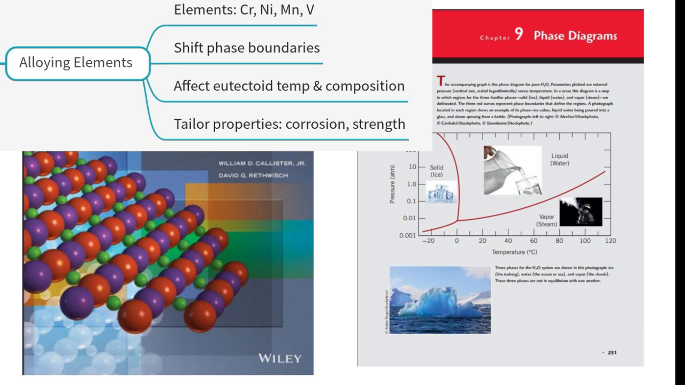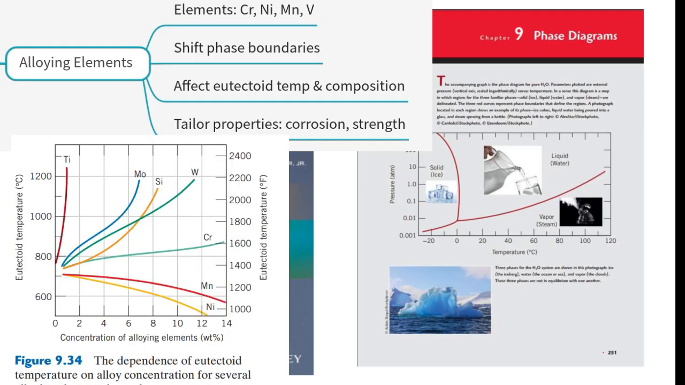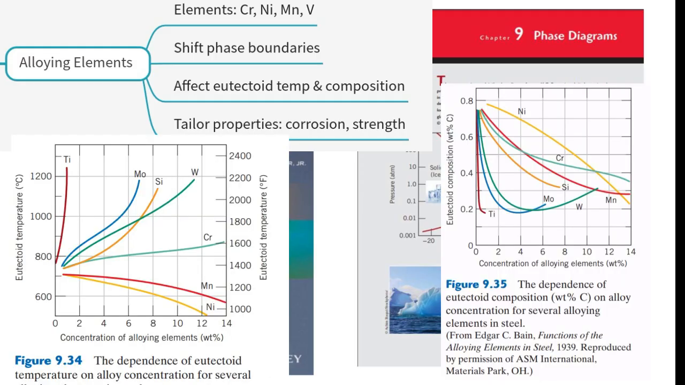Right. That adds another layer of complexity. The source points out, and shows in Figures 9.34 and 9.35, that adding other common alloying elements, things like chromium, nickel, manganese, vanadium, molybdenum, titanium, significantly changes this phase diagram. They can shift the positions of the phase boundaries. Critically, they can drastically change the temperature and the carbon content of the eutectoid point itself. Some elements raise the eutectoid temperature, others lower it. Some shift the eutectoid composition to lower carbon, others to higher carbon. So the whole map warps, basically.